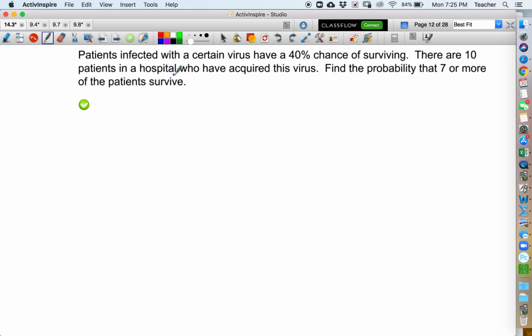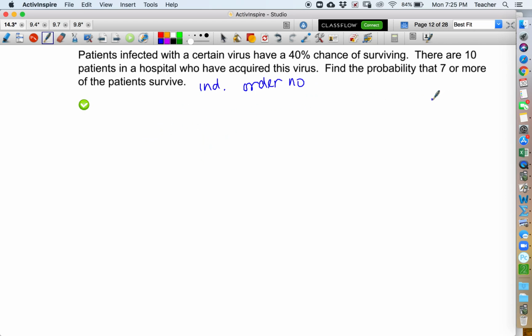Patients infected with a virus have a 40% chance of surviving. There are 10 patients in the hospital who have acquired this virus. Find the probability that 7 or more of the patients survive. These are independent events, and order doesn't matter because it's 7 out of 10, and it doesn't matter what order it is in. So binomial probability.